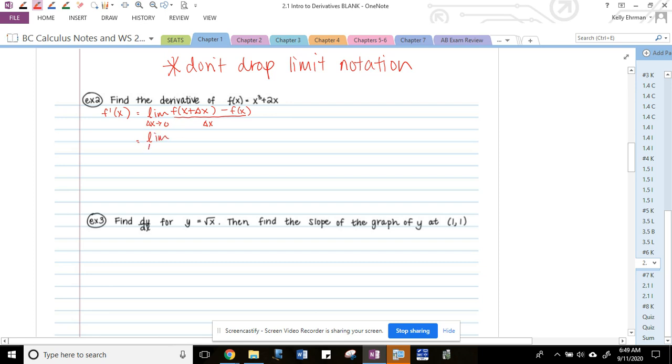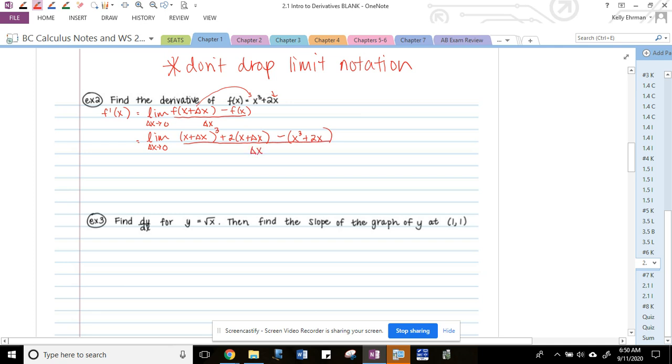So the limit as delta x approaches 0, plugging in x plus delta x for the x's, you would get x plus delta x cubed plus 2 times x plus delta x. We're supposed to subtract f of x from that. Remember, subtracting f of x means you're subtracting every term. It goes in parentheses, or distribute the negative through right away. And then it's all over delta x.